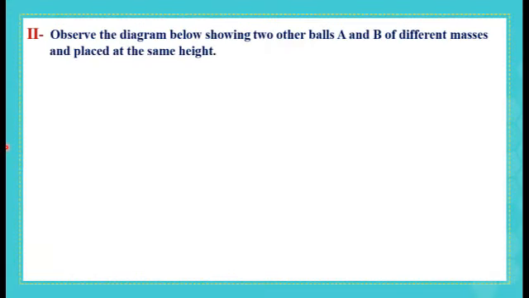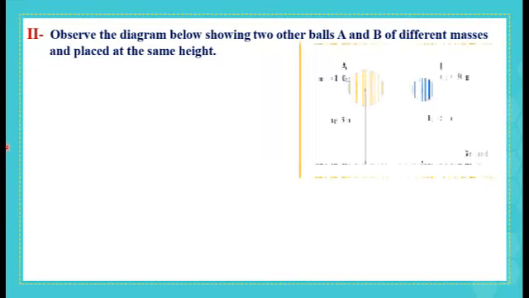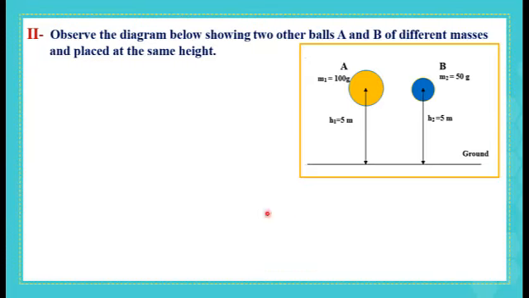Observe the diagram below showing two other balls, A and B, of different masses and placed at the same height. Now, what is the controlled variable in this case? It is the height of the ball from the ground. What about the manipulated variable? What do you think? For sure here, the manipulated variable is the mass of the ball, since we have different masses of the ball. Let's start solving.